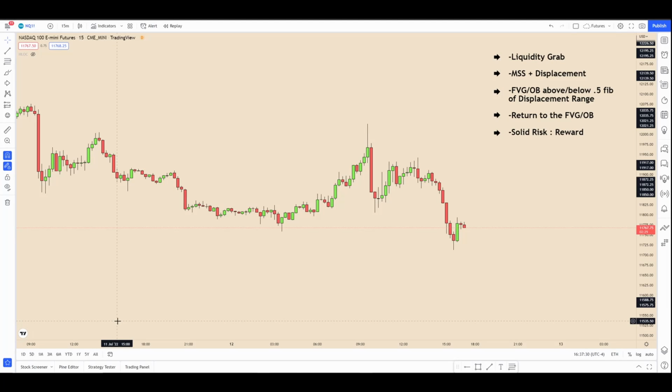How's it going, everyone? I had a few questions regarding my A+ setup using the 2022 mentorship model. And so I just wanted to give you guys a little checklist to go through before you enter a trade. This will help you enter higher quality trades, in my opinion. So let's get into a few examples.